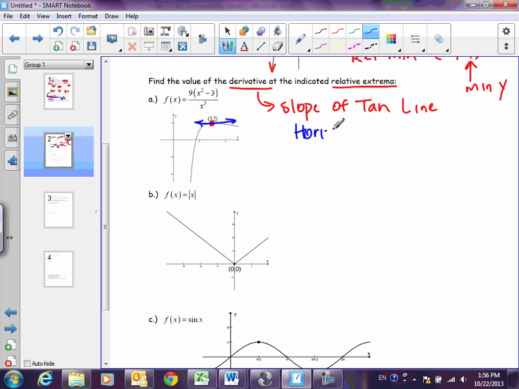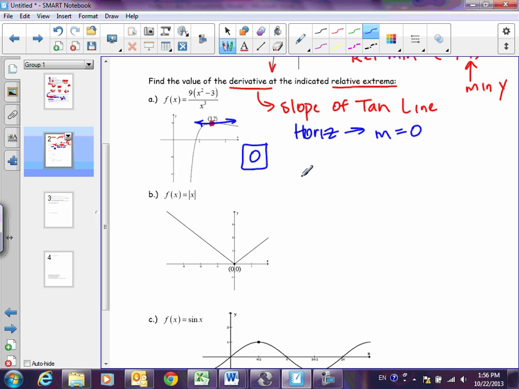Now, what is the slope of a horizontal line? 0. So at this relative extrema, in this case relative max, the derivative is 0. I mean, that is your answer. That's the value of the derivative. Now, if you had done this algebraically, you can get the same answer. You just need to do all of that work to get it. Okay? A lot of extra work.